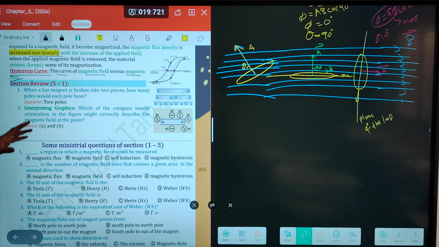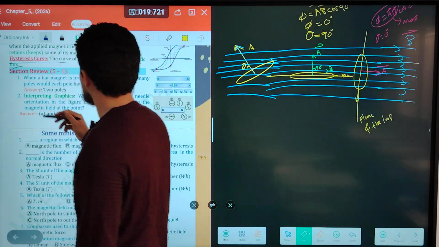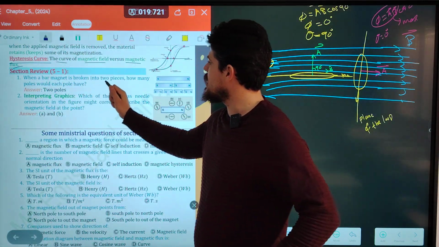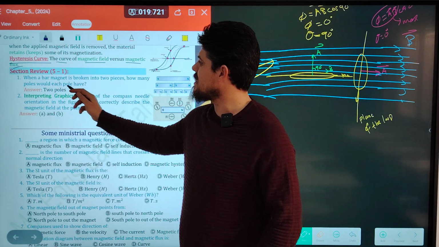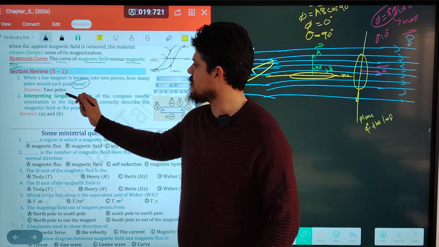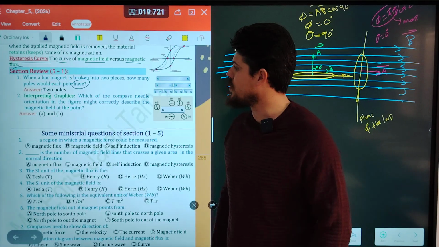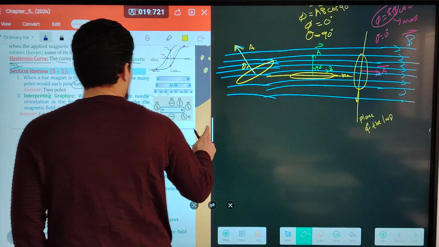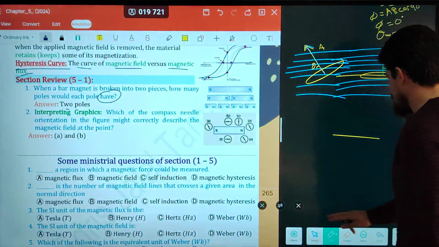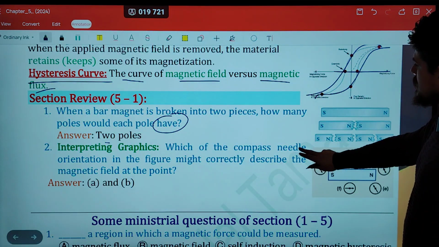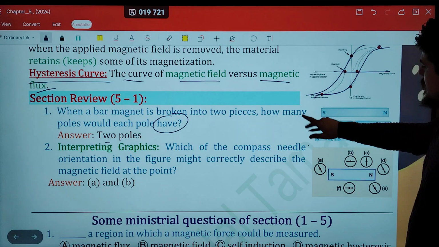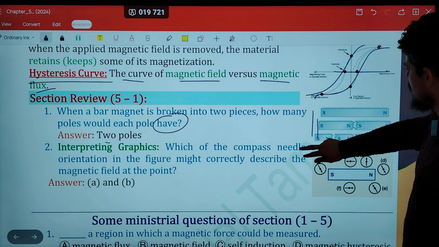We finished this section. Now we are going to solve the questions of the section review. Question 1: when a bar magnet is broken into two pieces, how many poles would each piece have? Each piece has 2 poles. Look at this question, guys. Very good question. It has been brought up in the Wazari exam.